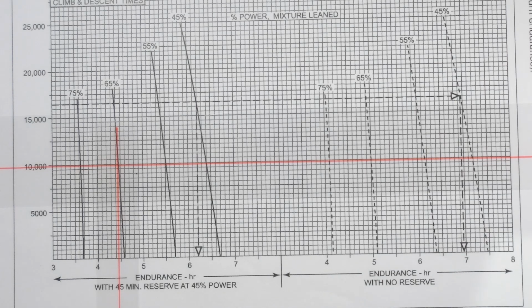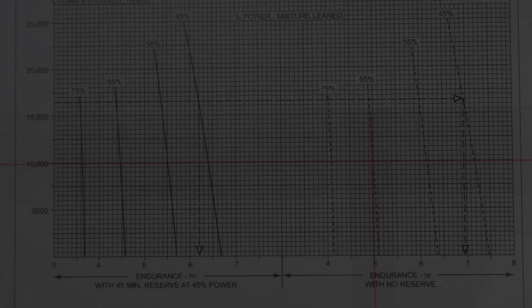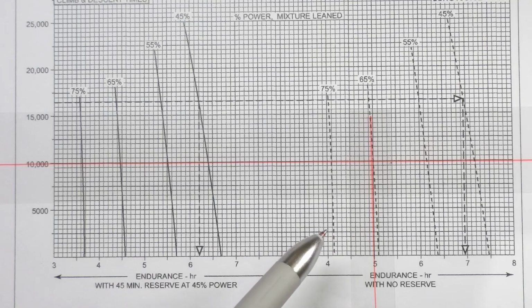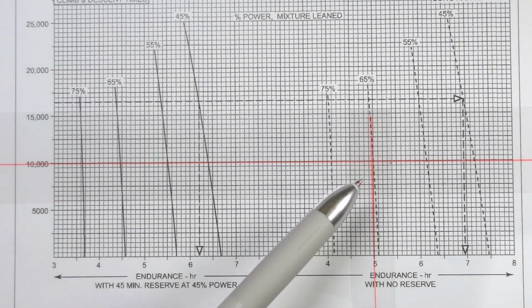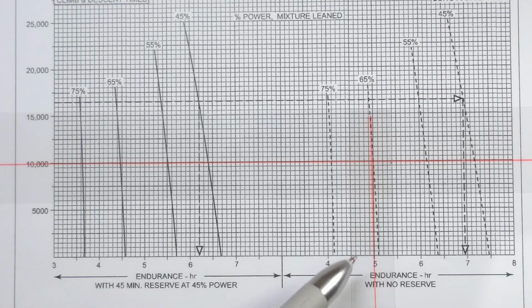Let's try that for 65% power. And at 65% power with no reserves remaining, we would be able to fly a total of 5 hours exactly. And this is how we use figure 3.5 endurance for our multi-engine piston aeroplane.